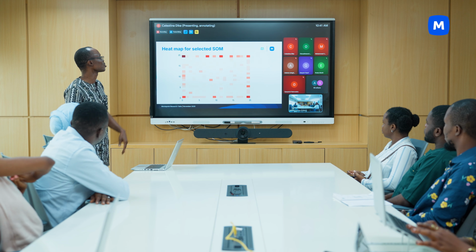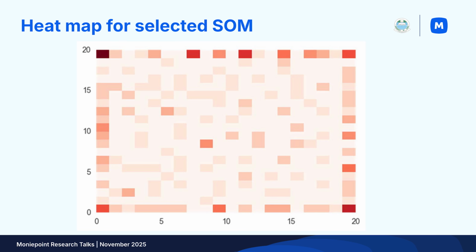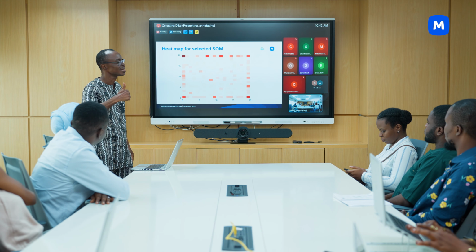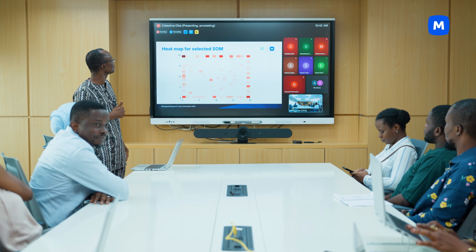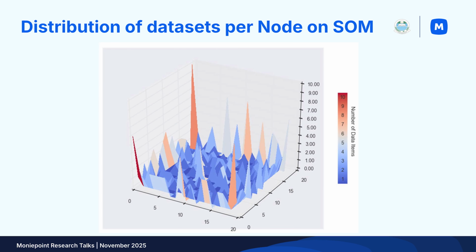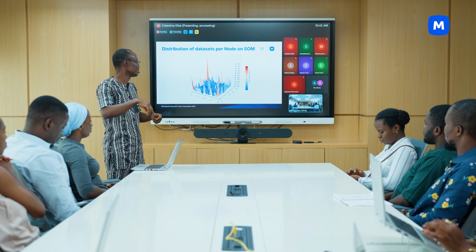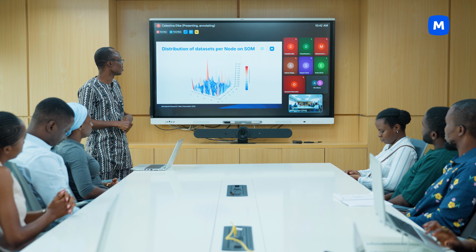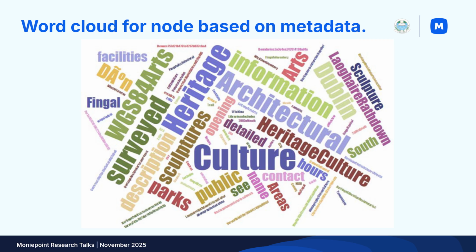So this is a 20 by 20 SOM. I mean, this is a heat map just to show that, okay, this has a lot of data items on it. This has less. And the same thing goes for the next one. This is basically the same thing in another graphical form, just to show the distribution of the data that we have presented to that map on the SOM.